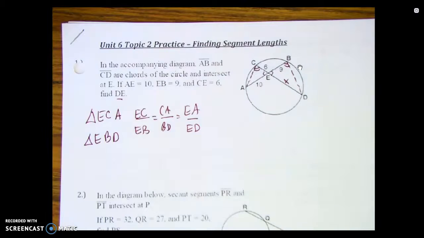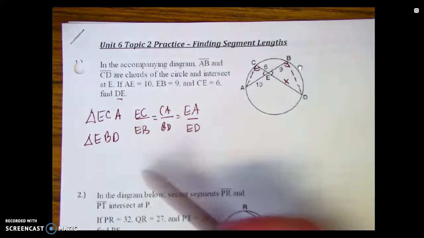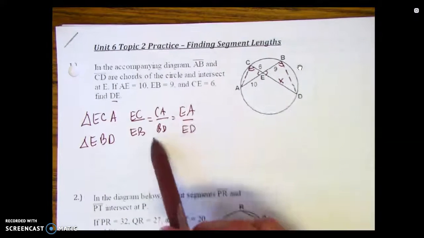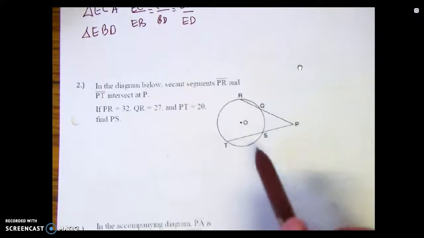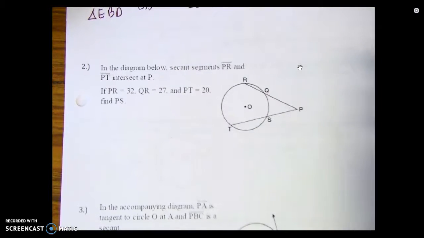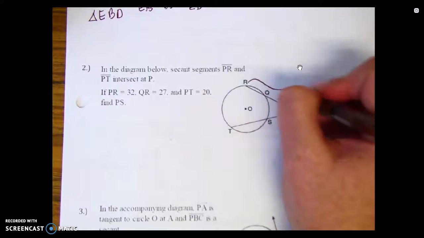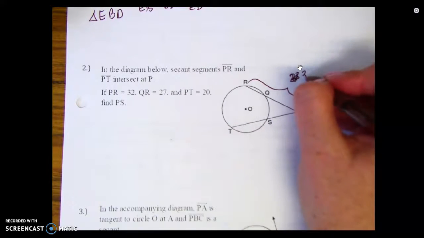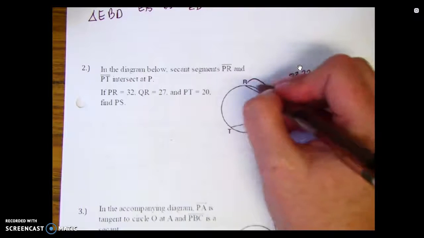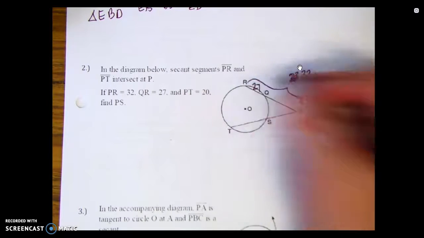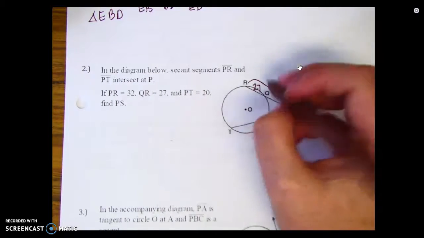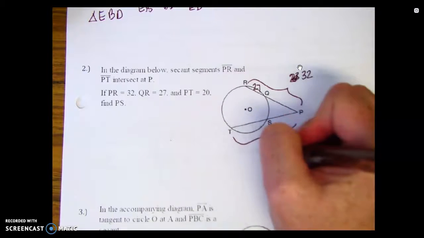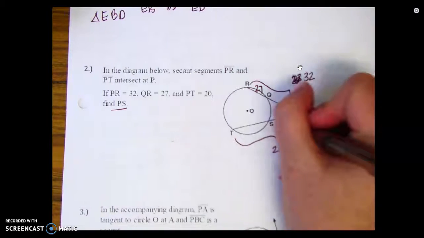Okay, now I'm just substituting in. Okay, so I'm not going to go through that one. You substitute in and you solve it. Two secants. So let's label this first. PR is 32, sorry. And these are not drawn to scale. These are terrible diagrams. QR is 27. PT is 20. And I want to find PS, so I call it X.